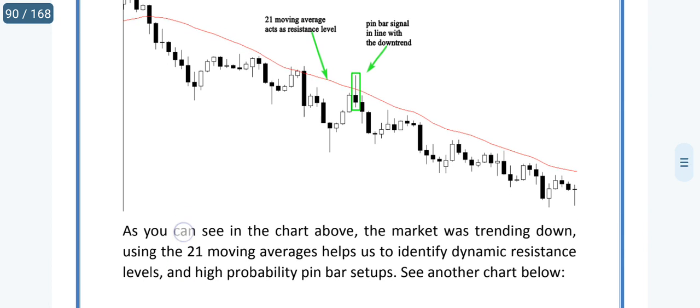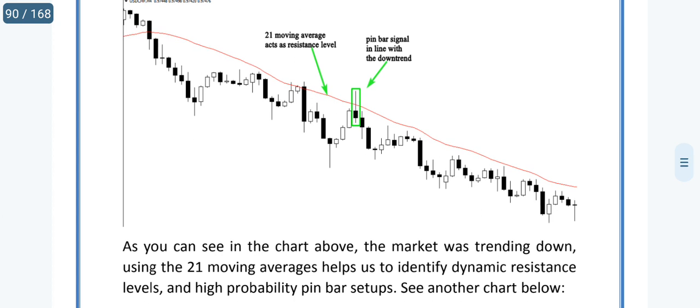So we have our downtrend market as you are seeing it. We have our penny bar that has formed, and that penny bar is in line with the downtrend, and we have our trend line, and we have our resistance level that is marked with the line in the red color. So from the chart you can see that the market was trending down.